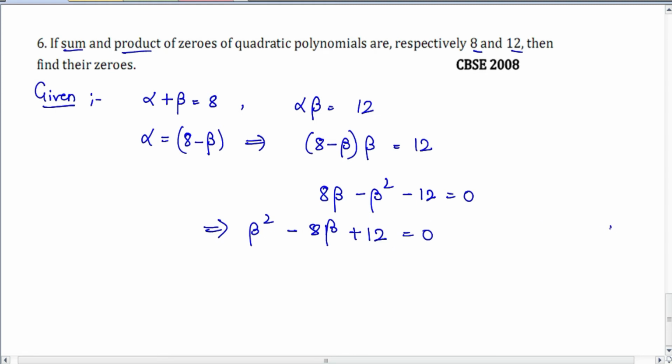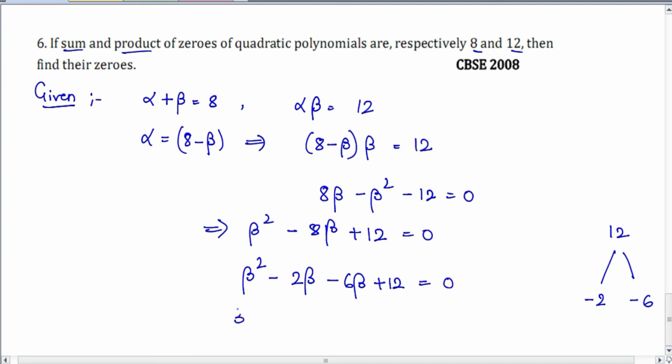Now to factorize, we need to multiply the coefficient of beta square and the constant, which is 12, and then split it into two numbers such that when you multiply you get plus 12 and when you add you get minus 8. Keep in mind the signs are very important. So it is minus 2 and minus 6. Minus 2 into minus 6 gives you plus 12. When you add, you will get minus 8. So let us split it and write minus 2 beta minus 6 beta plus 12 equals 0.